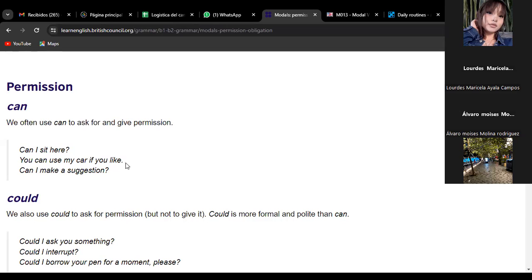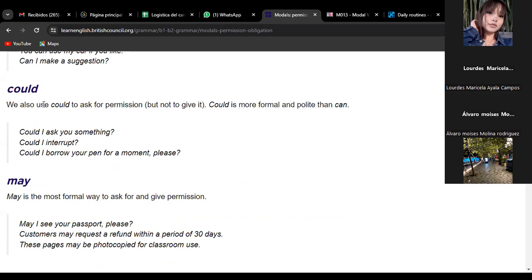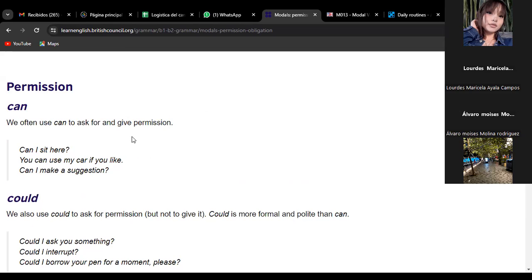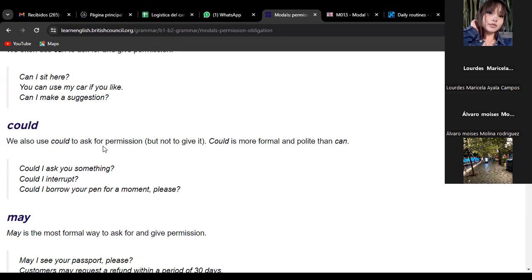Okay, to ask. Y para dar, you can use my car if you like. Okay, give permission. Luego tenemos el could, que este no lo vamos a saltar. Bueno, veamos. Okay, could is to ask for permission, pero dice no para dar. Can, sí, aplica para ambas. To give and to ask. But could is only for ask. Y dijimos que era more polite, more formal than can. Que es el mismo significado, por así decirlo, solo que este es más polite, es como educado, más formal.